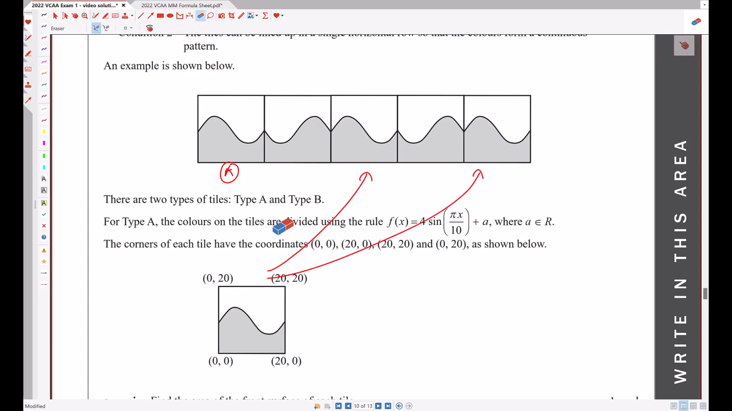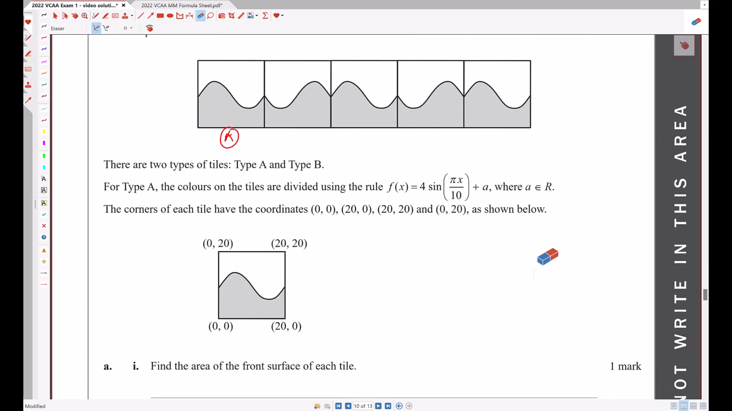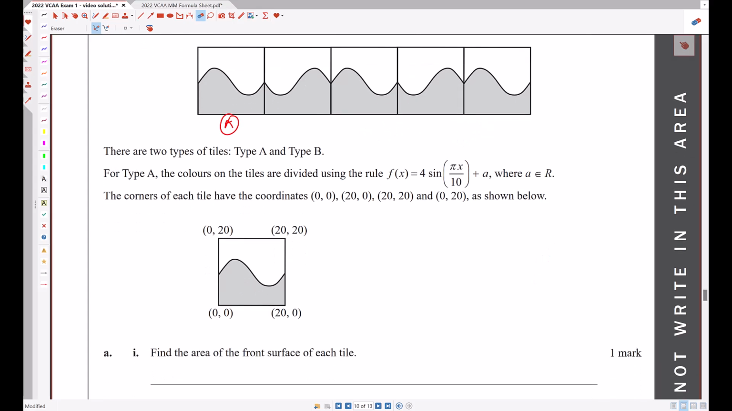So type A, the colours on the tiles are divided using the rule f of x equals 4 sine of pi x on 10 plus a, where x is an element of R. The corners of each tile have the coordinates 0, 0, 20, 0, 20, 20, and 0, 20. Okay, so we've essentially got the axes happening here. This is our curve, y equals 4 sine of pi x on 10 plus a.